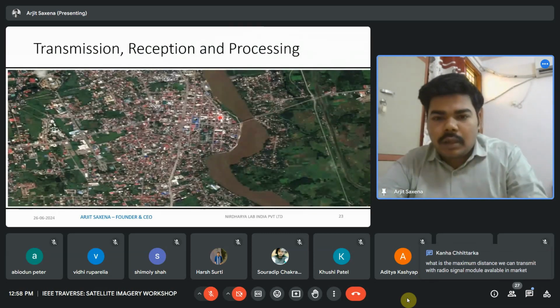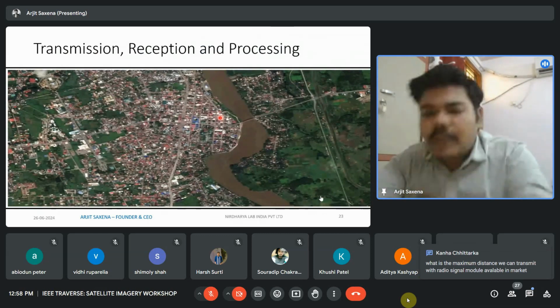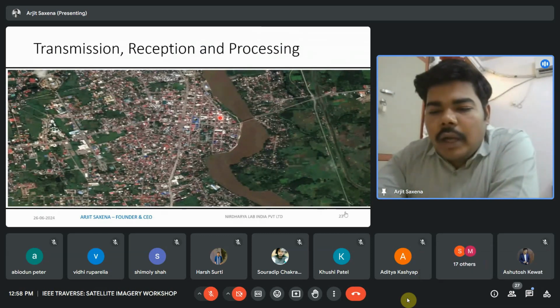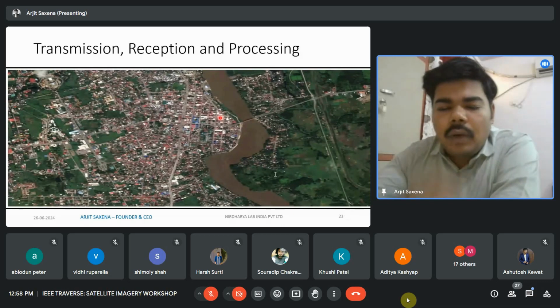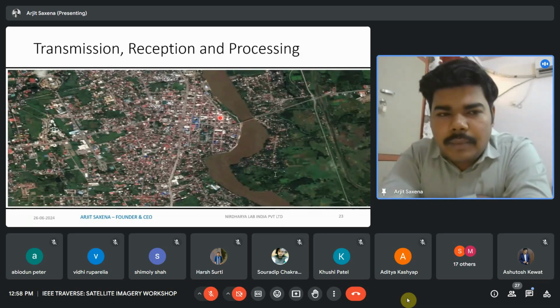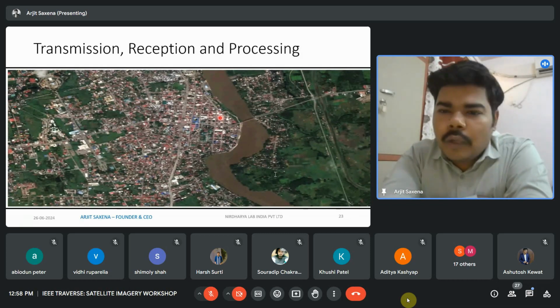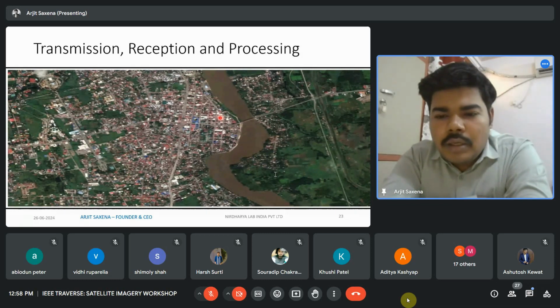Now, question: what is the maximum distance we can transmit with the radio signal available in the market? If you are talking about general purpose sensors or general purpose electrical components, the maximum distance is dependent on your application. There is one LoRa module with which you can go up to 20 to 25 kilometers with your radio signal. But if you're designing it yourself, you can go up to 50 or 60 kilometers very easily. So if you want to purchase it, you can go with the LoRa module, which gives you around 20 to 25 kilometers.